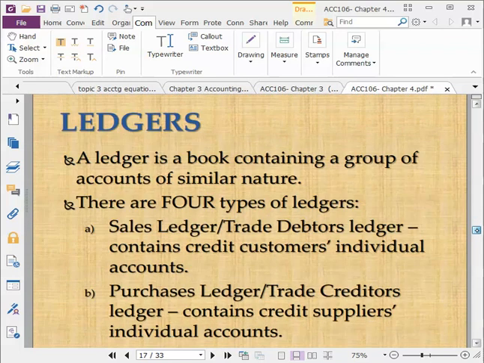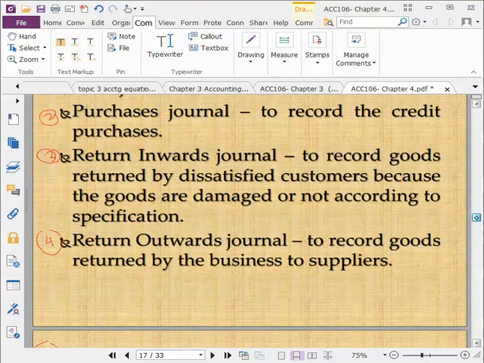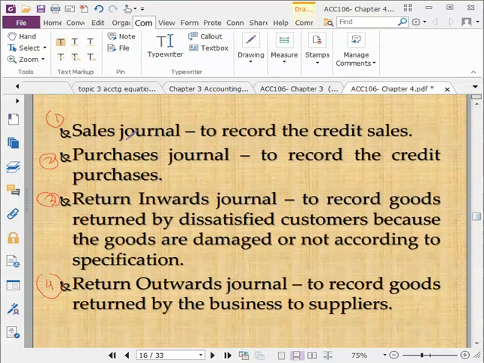Tak ada ke dalam ni? Tak ada. Okay. So sales journal dia buat apa? To record the credit sales. So under the sales journal is just record the credit sales only. Credit sales means what? The customer did not pay yet. They already got the product but they have not paid yet.